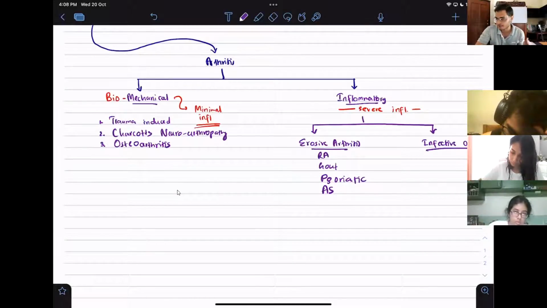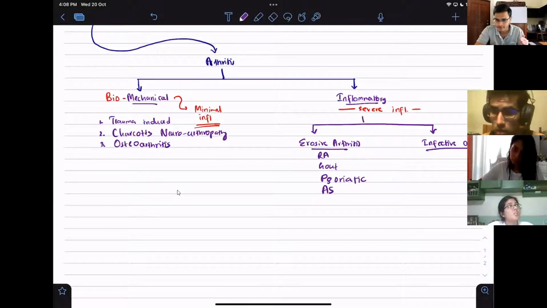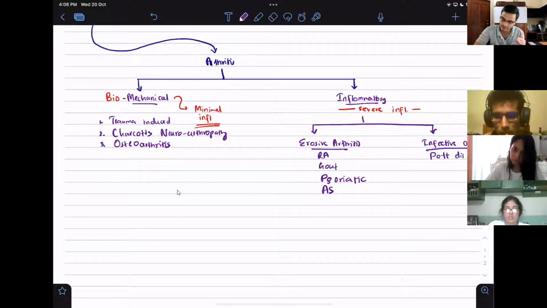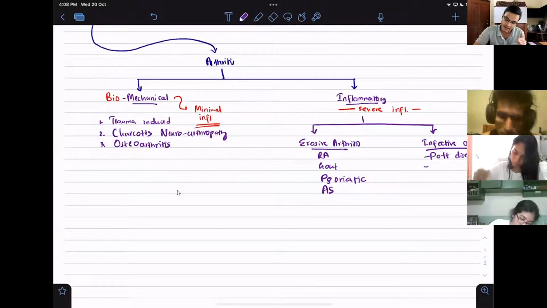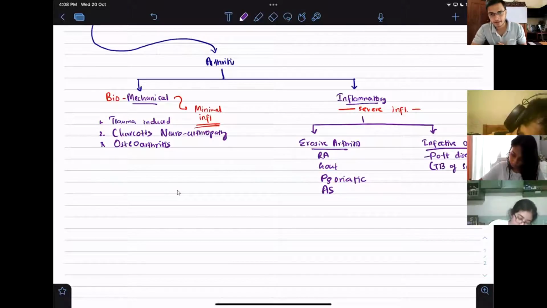this topic is under surgery, guys. Have any of you heard of something called Pott disease? What is Pott disease? TB related. Yes, TB of the what? Spine. Excellent. This is tuberculosis of the spine, Pott disease. These are surgical topics, guys. We are not going to talk about this, but all these erosive arthritis, these will be discussed in the upcoming chapters in our module.